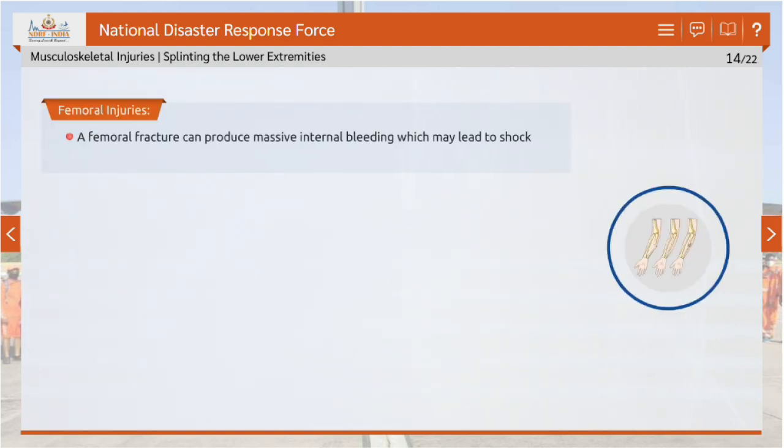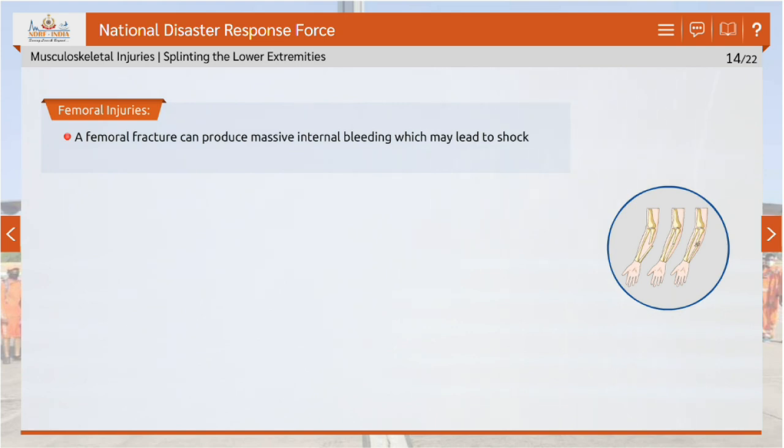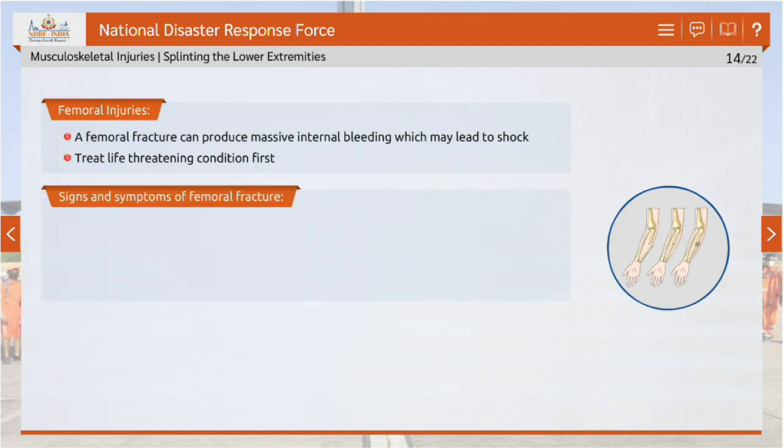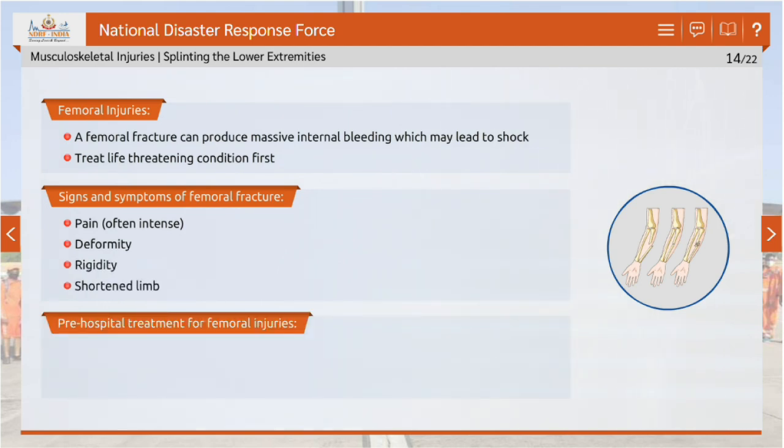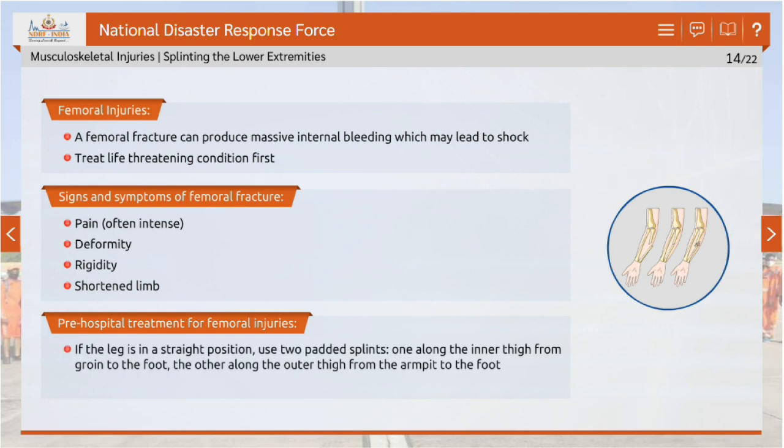Femoral injuries. A femoral fracture can produce massive internal bleeding which may lead to shock. Treat life-threatening conditions first. Signs and symptoms of femoral fracture: pain often intense, deformity, rigidity, shortened limb. Pre-hospital treatment for femoral injuries: if the leg is in a straight position, use two padded splints, one along the inner thigh from groin to the foot, the other along the outer thigh from the armpit to the foot. Secure with cravats.